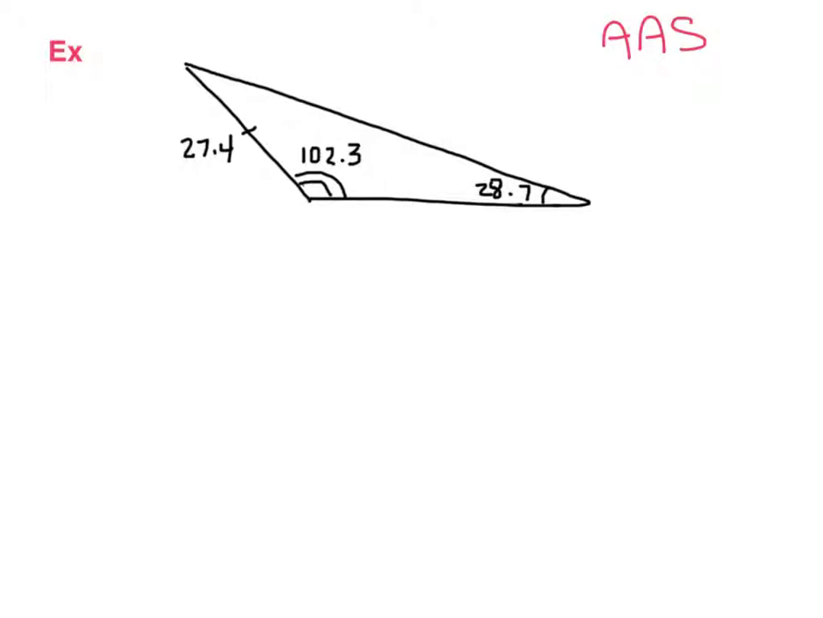So all of these angles add up to 180. So I'm just going to subtract these two angles from 180 to find this third angle. So I have 180 minus the sum of those two angles, 102.3 plus 28.7. All right, so we see that angle right there is going to be 49 degrees.